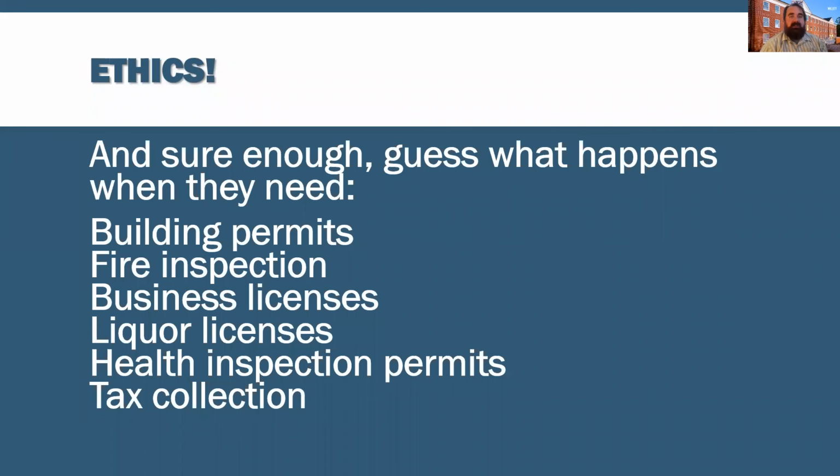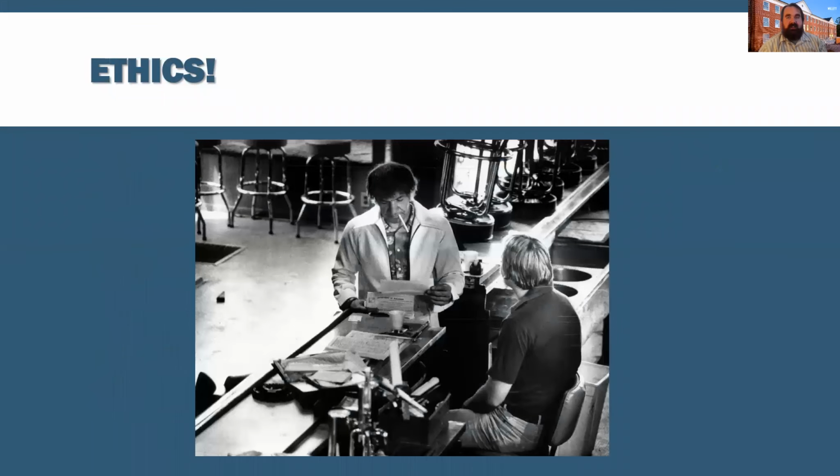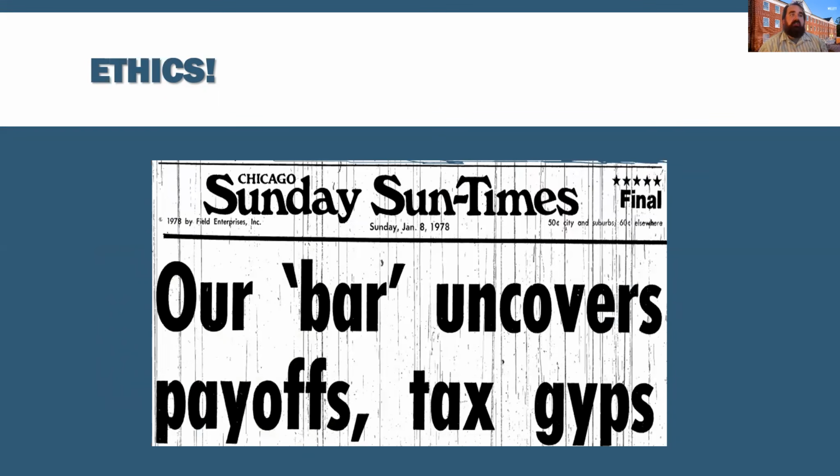And sure enough, when they start needing stuff like building permits and fire inspections and business licenses and liquor licenses and health inspection permits and tax collection, anytime they need something official from the city, they test out trying to offer a bribe. And then if the city official takes the bribe, they photograph them and record them doing it. And they caught tons of people, the city officials who accepted these bribes from folks who they didn't know were actually investigative reporters acting undercover.